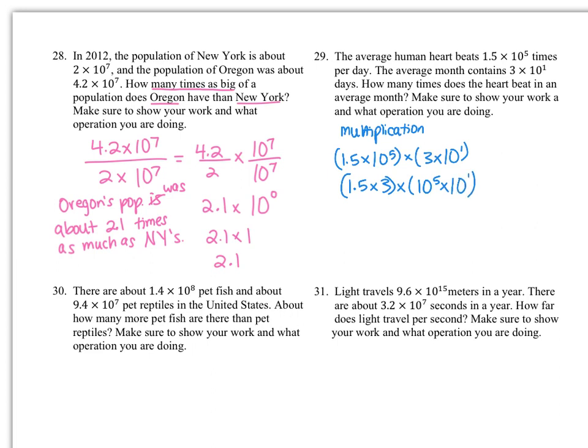So 1.5 times 3 is 4.5. You can do that on paper if you can't do it in your head. Times 10 to the 5th times 10 to the 1st is 10 to the 6th. So it's going to be 4.5 times 10 to the 6th beats per month. And that's on average because we know that not every month has 30 days.